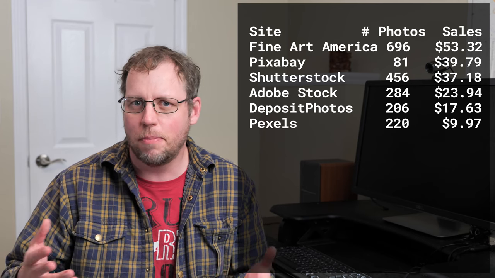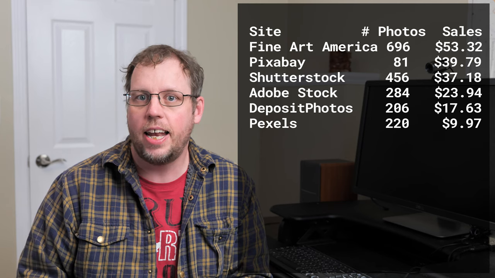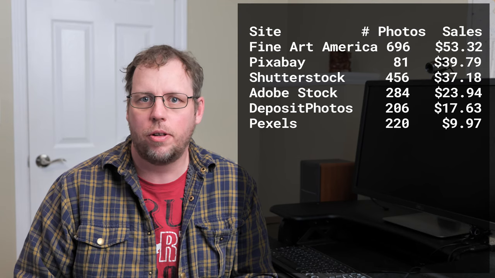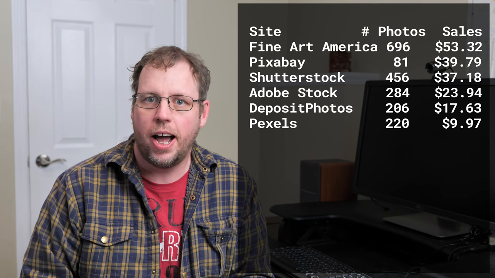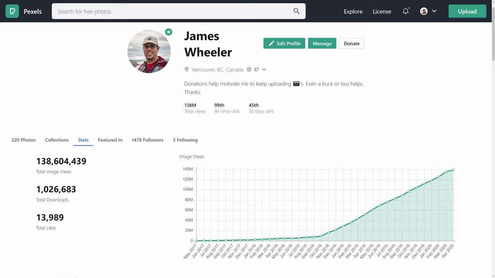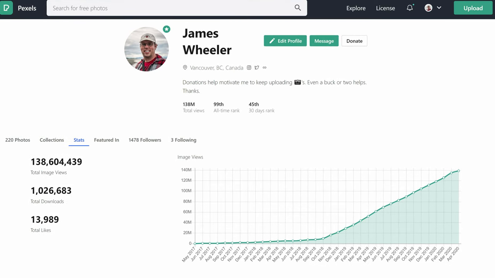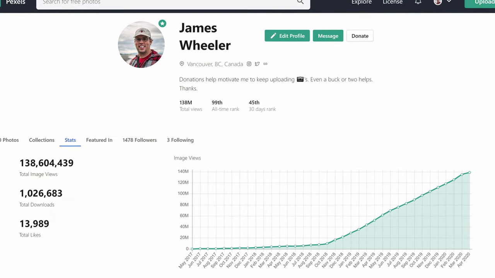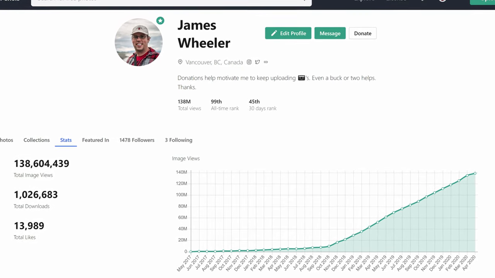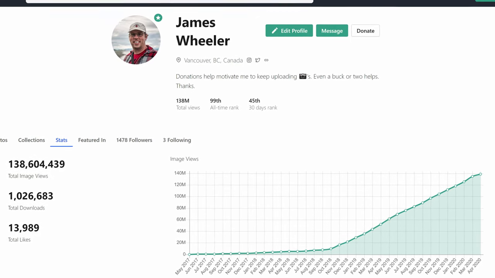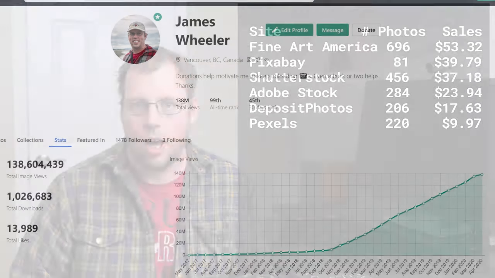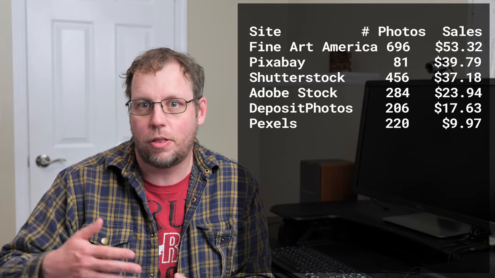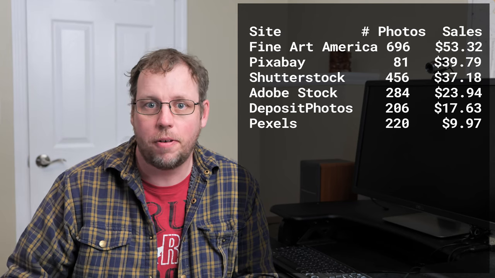So at that point, I had about 10 million views on my account, but then I went in and uploaded another 100 photos. So it was after I uploaded those 100 photos that my views and my downloads on Pexels really started to take off, as you can see by this chart. Now, where I stand today is I actually just got into the top 100. I'm number 99 in all-time views on the site, and I've got about 138 million views and over a million downloads on Pexels. So when I tell you about my Pexels revenue, that's revenue that came to me after 3 years of uploading to the site and becoming fairly popular.